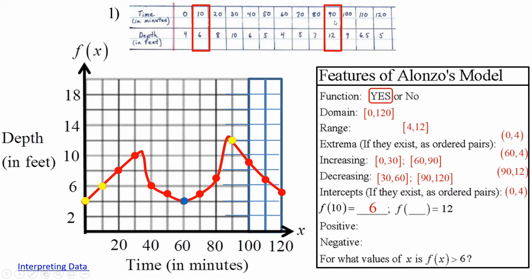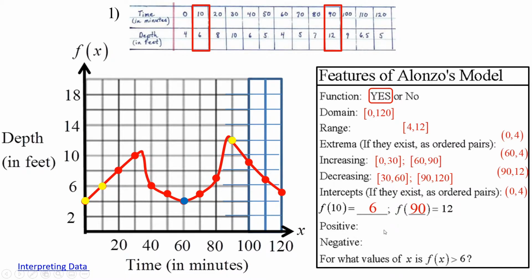Oh, I see it in the table too, 90, 12. There you go. So they're just having you use function notation for outputs and inputs. Now, when is this graph positive? That means when are all of my y values positive? Well, look at the table. Those are all positive. Look at the graph. The graph is above the x-axis. So this function is positive within its entire domain.